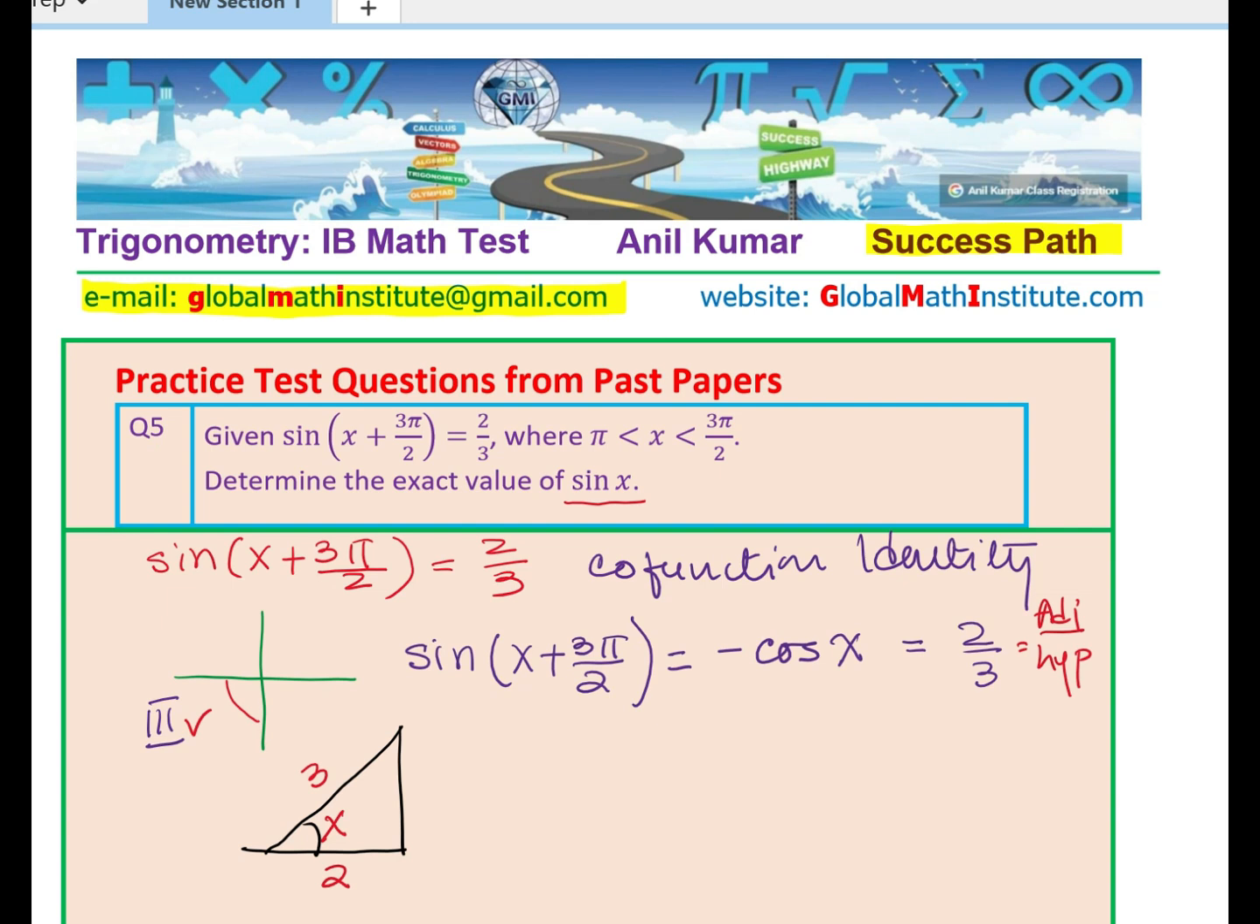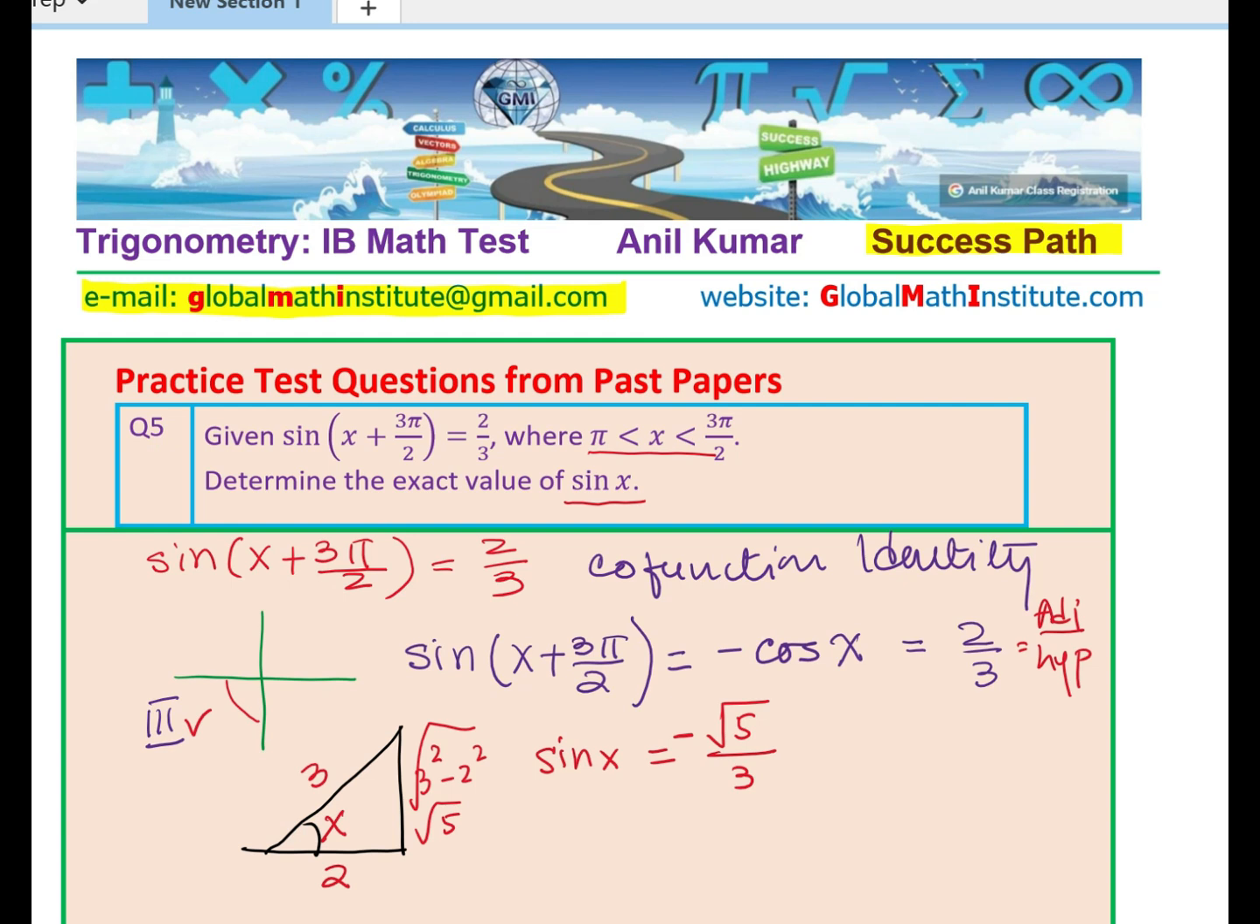Now, what will be the third side? It will be the square root of 3 square minus 2 square, which is the square root of 9 minus 4, or square root of 5. So clearly sin x is equal to square root of 5 over 3. Does that make sense to you, right? Since you are in quadrant 3, the value has to be negative, right? So easily we can find the value of sin x. Perfect. So cos x is negative 2 over 3, and sin x is this.